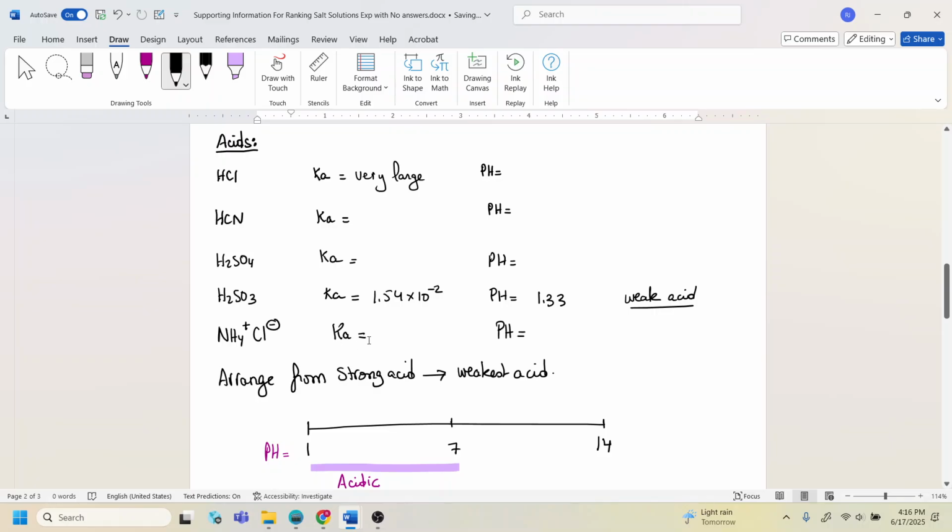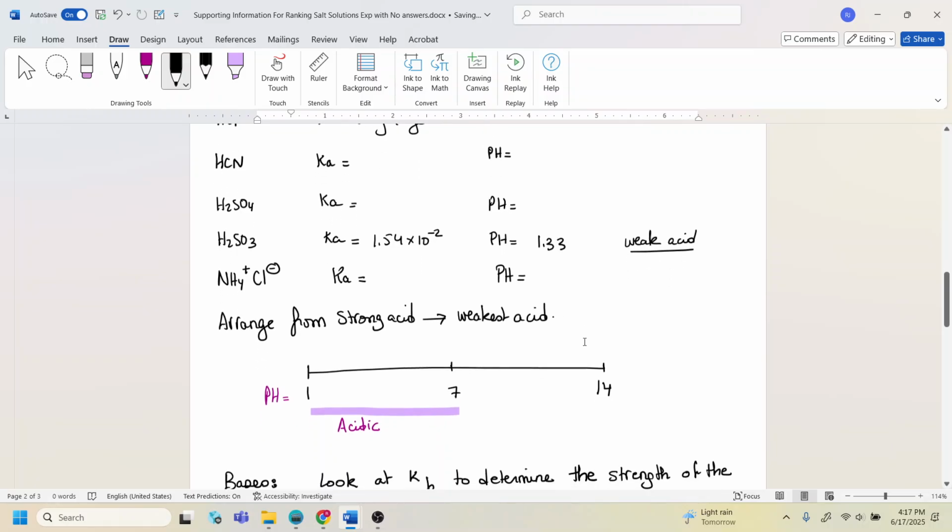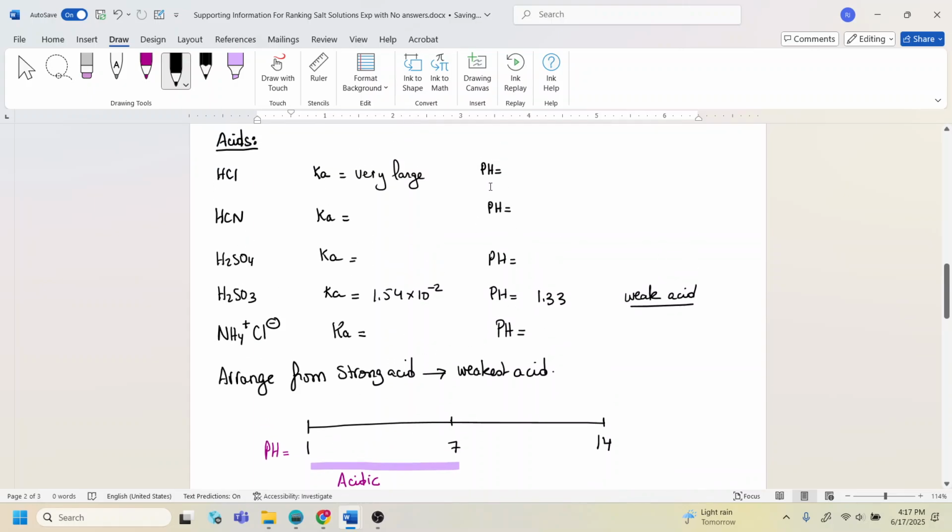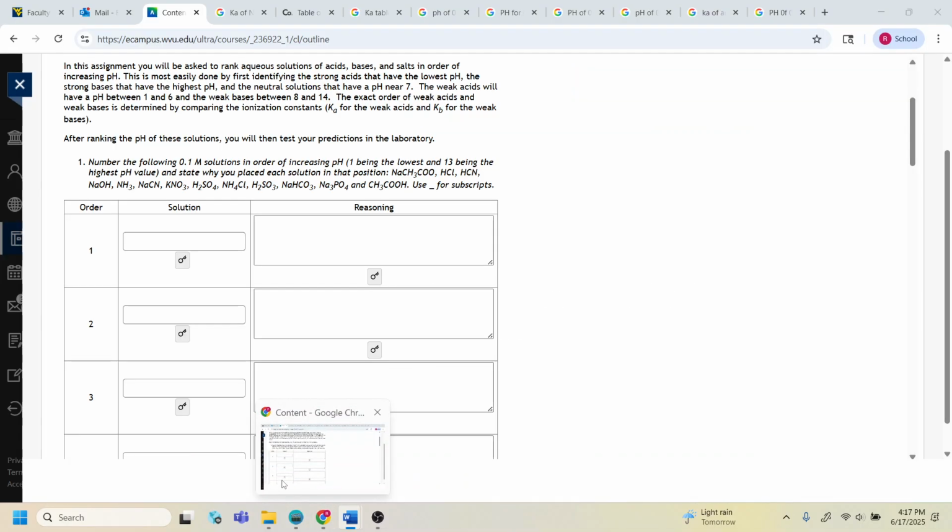Do the same thing for sulfuric acid. For the ammonium chloride as well, you would need to go to Google in order to figure out the Ka and the pH for a 0.1 molar solution. After you do this, you guys, you have to arrange the pHs from the lowest pH to the highest pH, meaning from the strongest acid to the weakest acid. And you're going to put your data over here.